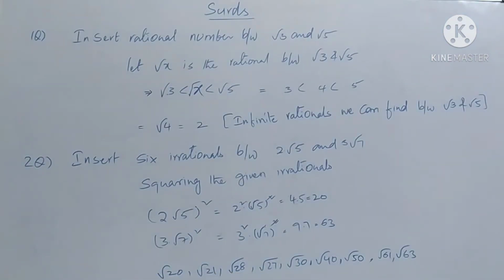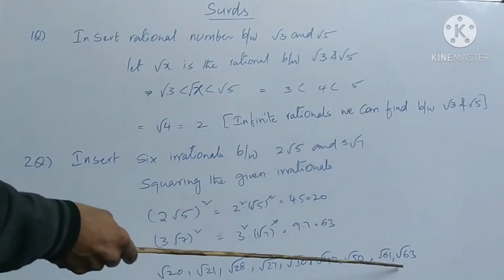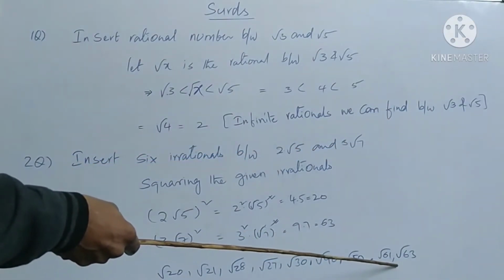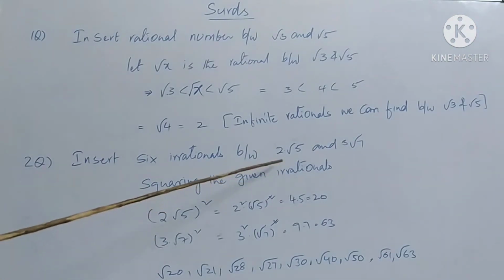These are not perfect square numbers. That's why I can take root 21, root 28, root 27, root 30, root 40, root 50, root 61. These are irrational numbers in between 2 root 5, which is nothing but root 20, and 3 root 7, which is nothing but root 63. So there are infinite irrational numbers we can find between any two irrationals.